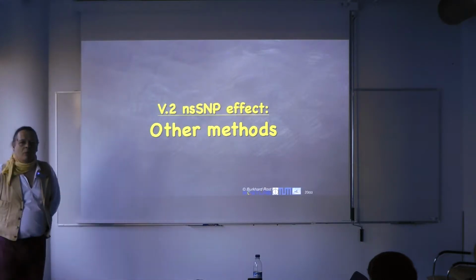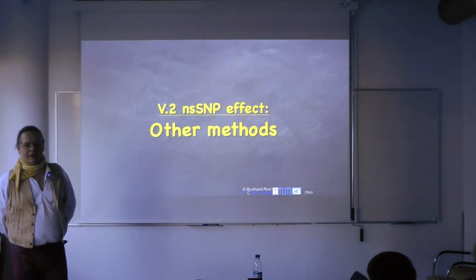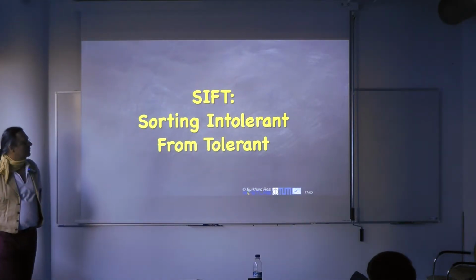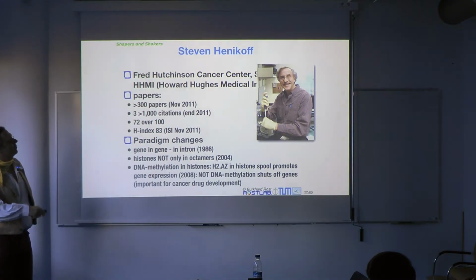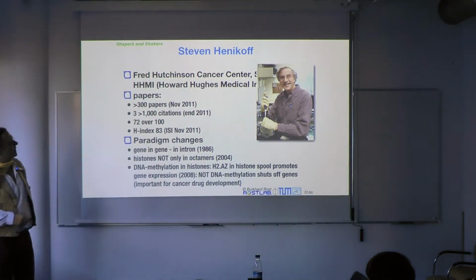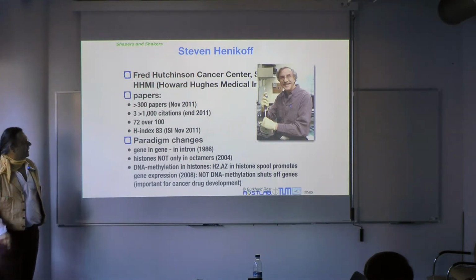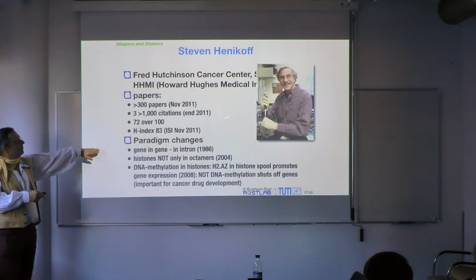Let's begin with how we can predict the effect of mutations or variants. The historical first method is SIFT, sorting intolerant from tolerant, going back to work from Stephen Henikoff. I presented Stephen Henikoff before. He's a giant in the field with a very high H index and a lot of highly visible publications.